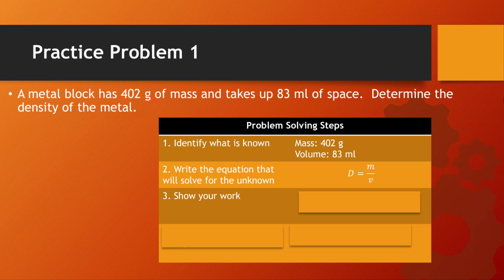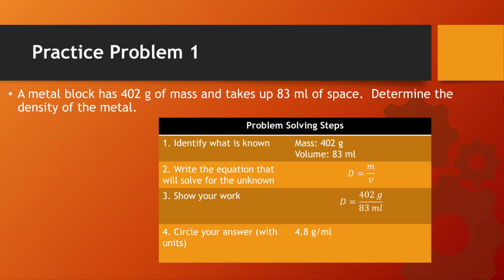Step 3, you're just going to show your work. You're going to plug those known items into that equation, and then you're going to solve. Now, when you actually solve this problem, 402 divided by 83 does not get you exactly 4.8. It's actually 4.843373494 and so on.